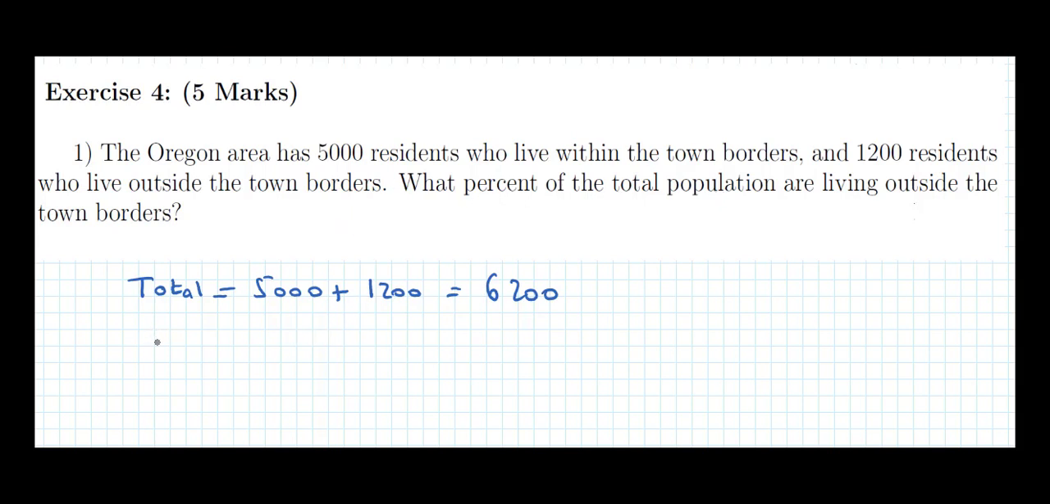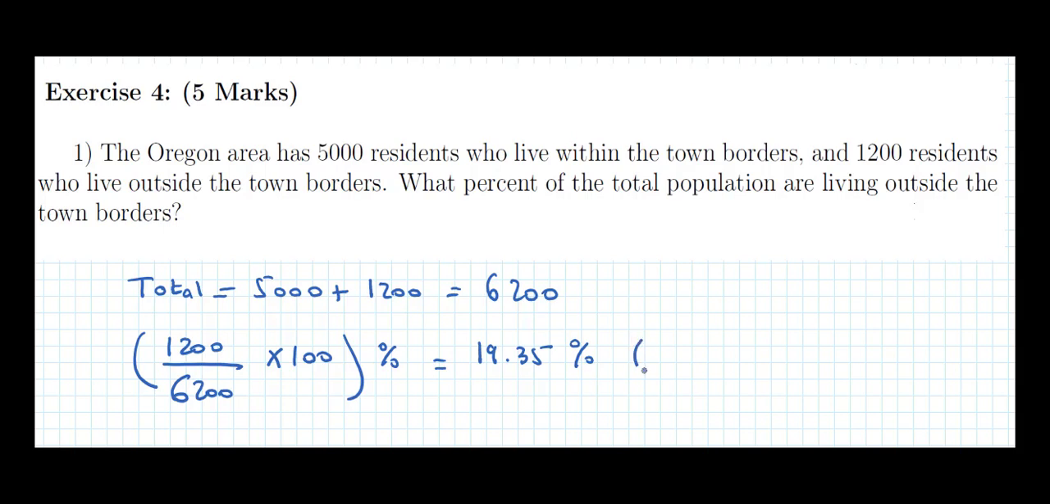Now the rule is the following, so which is 1,200 divided by 6,200 times 100%. And this is equal to 19.35% if we round the result to 2 decimal places.